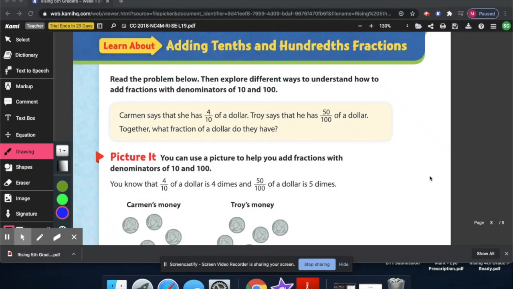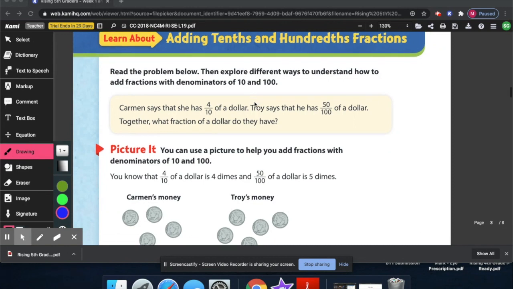Hello, and welcome back to another day about fractions. We're going to be learning about adding tenths and hundredths fractions. Read the problem below, then explore different ways to understand how to add fractions with denominators of 10 and 100.